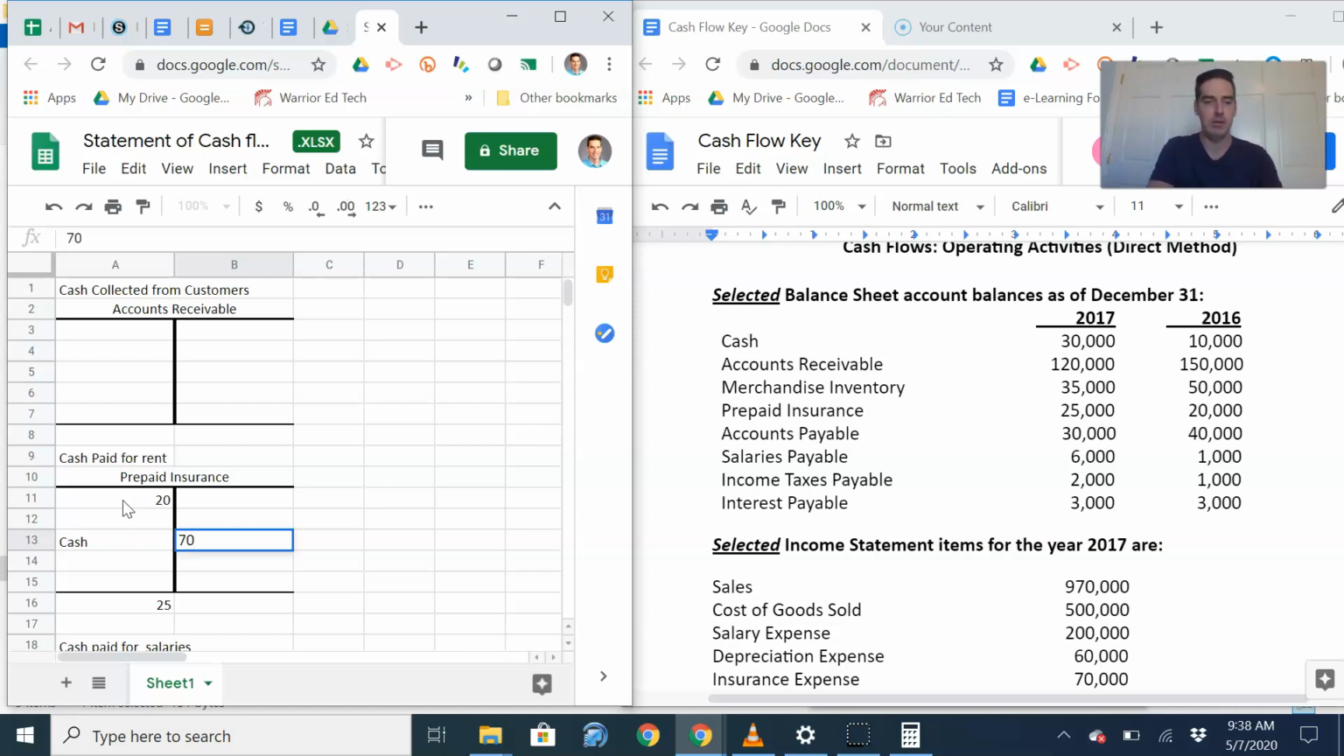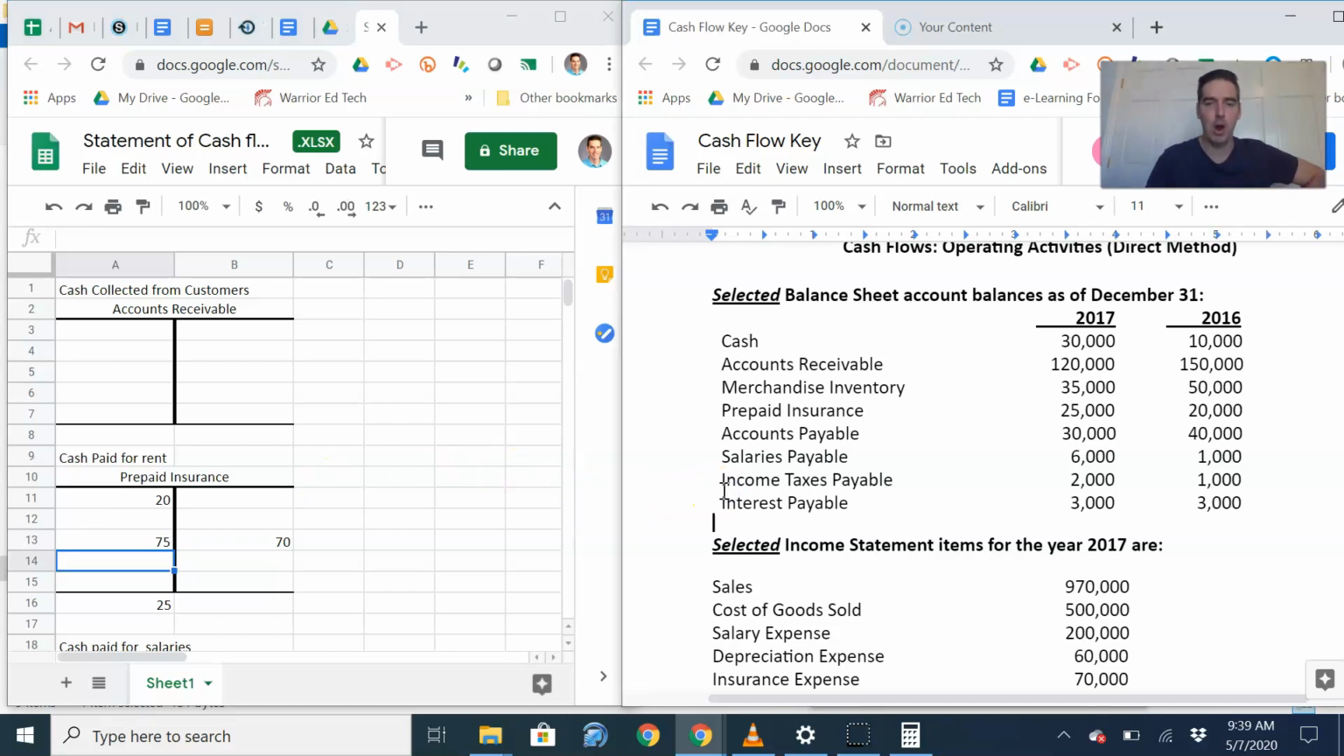So here we have our 70. So we know that this total here should be 70 plus 25 is 95. This should be 95. We have 20 already in there, so our number is going to be 75. So 75,000 is our answer. Let's go to our key.